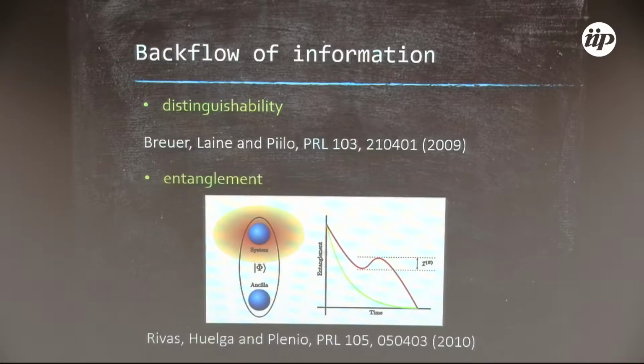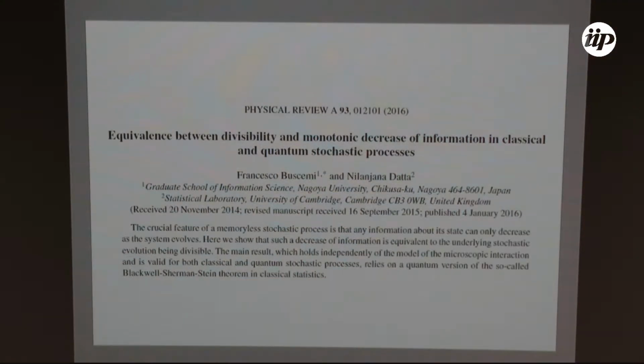So when I started to work with open quantum systems dynamics, I asked myself, well, is there any quantity that will always identify a non-Markovian dynamics? And I had this question in mind when I saw this result from Francesco Buscemi and Nilanjan Datta, where they show, yes, there is an equivalence between divisibility and a monotonic decrease of information, in classical and in quantum stochastic processes.